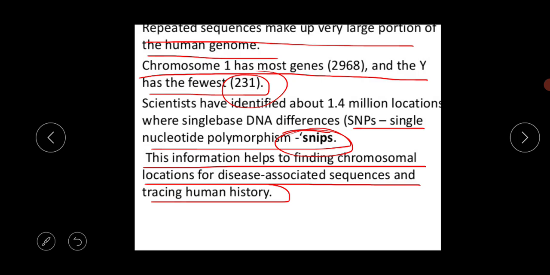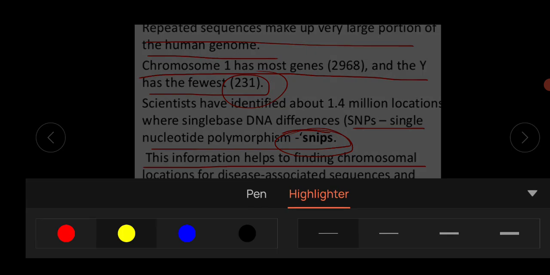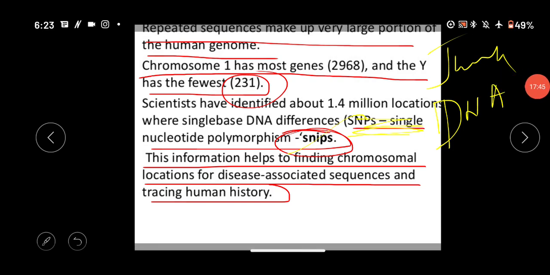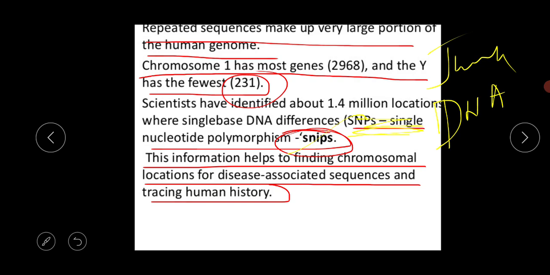And from this portion some terms are there, like the junk DNA. All those things are important for your 1 mark question. Or this SNPs portion. This portion is actually important for your exam, that is, what is the meaning of the SNP. All those things are important for all of you. And this is your last topic for today. In our next class we will discuss the last portion of this chapter, the DNA fingerprinting process.